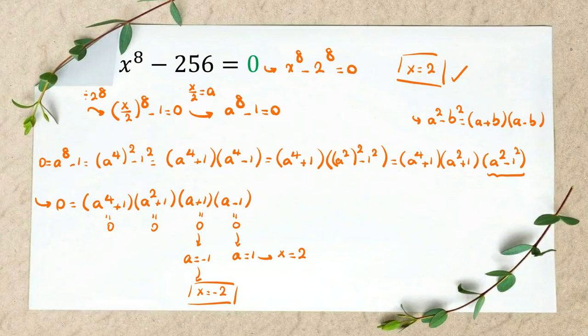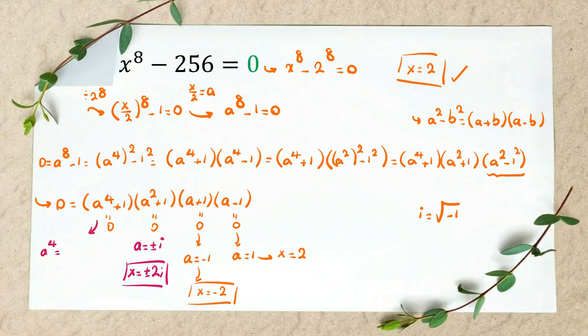We don't have any other real solution, but let me define i equal to the square root of negative 1. We can find complex numbers. So a squared is negative 1, so a is plus or minus i. Because x is 2a, here x is plus or minus 2i. Two more answers here on this part.